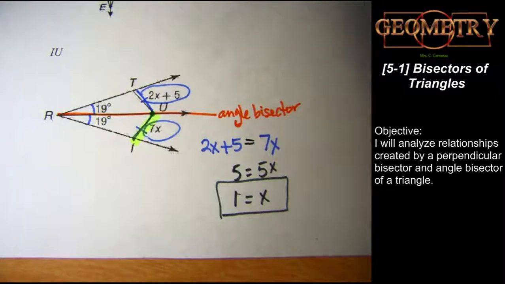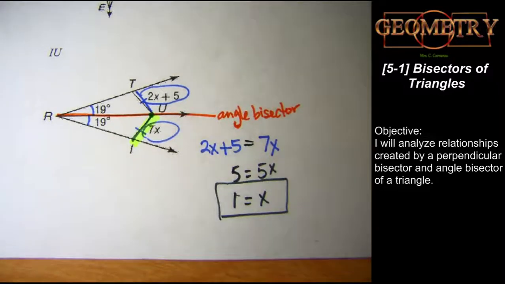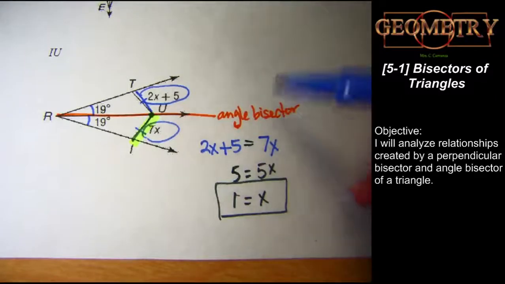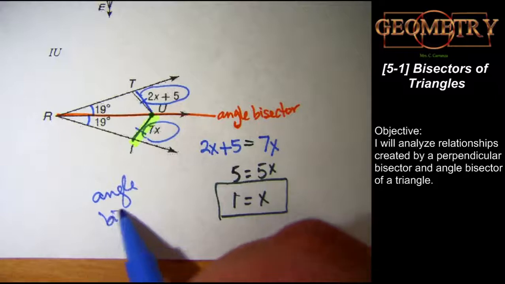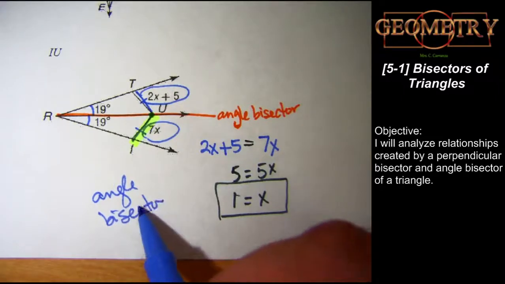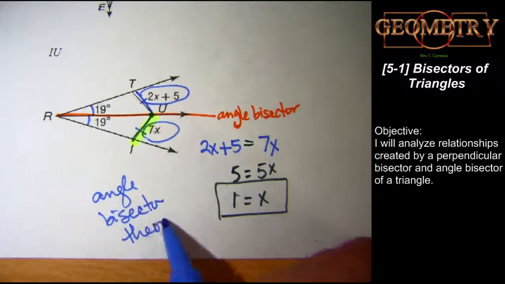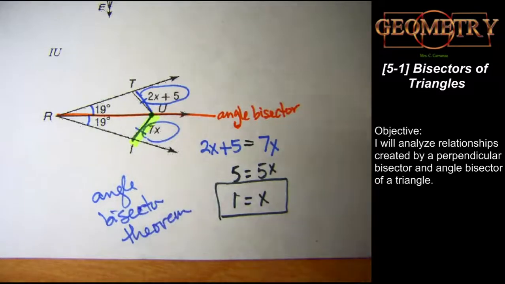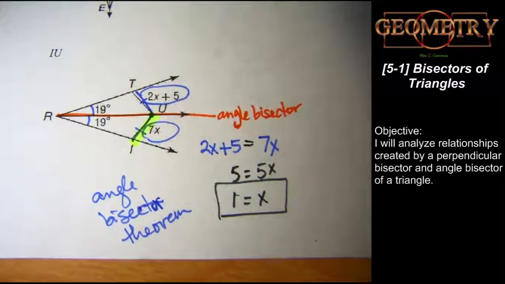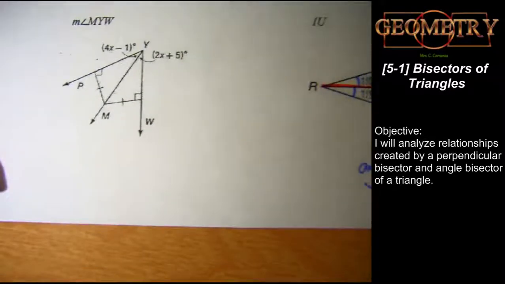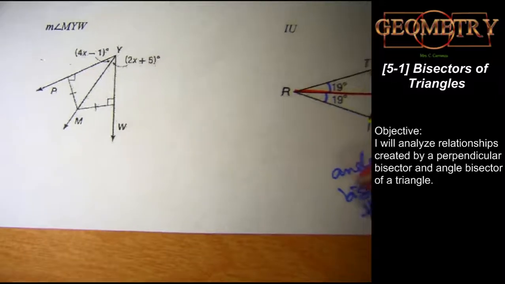Definition of bisector. This would actually be the angle bisector theorem, but we use the definition of angle bisector to get there. Angle bisector theorem. I can't write. That's supposed to be an R. All right, let's look at this one before we go on to our proof.